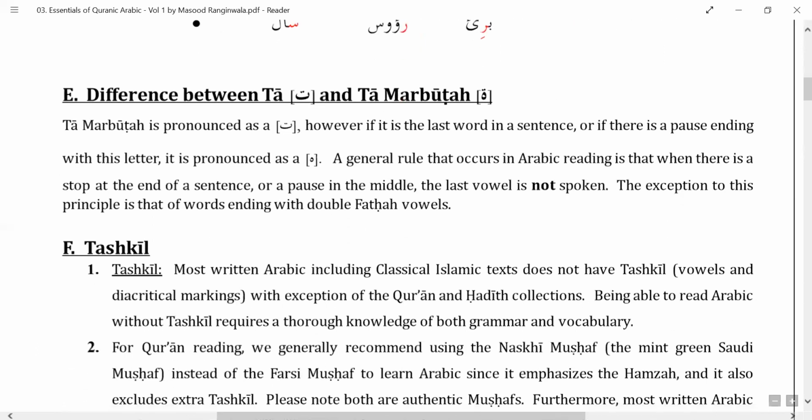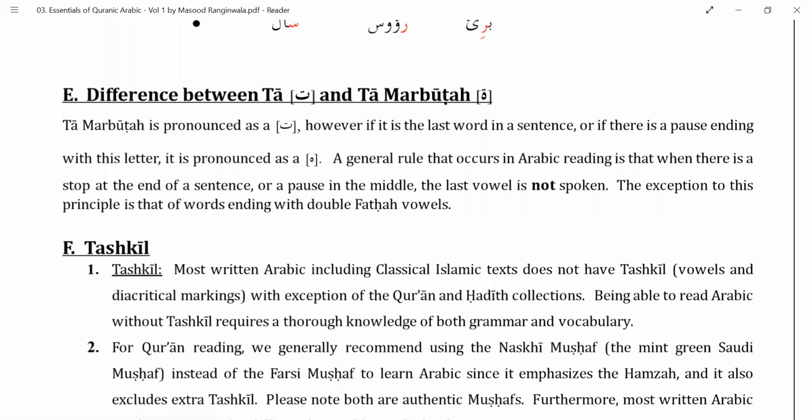Now the last two parts for today. Difference between ta and ta marbuta. Both of them are ta. Marbuta, from the root rabata, means to tie. Marbuta means something which is tied up. So this ta, if I just take both the ends and tie it, it becomes like this, and the dots move up. So that is why this is known as ta marbuta, closed ta.